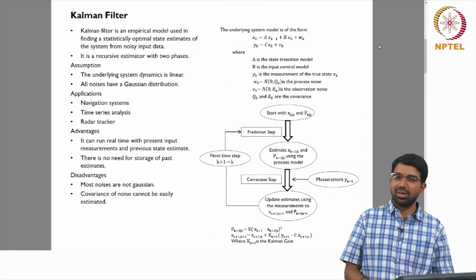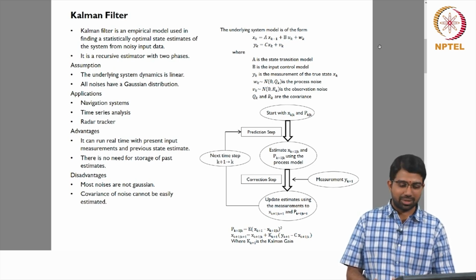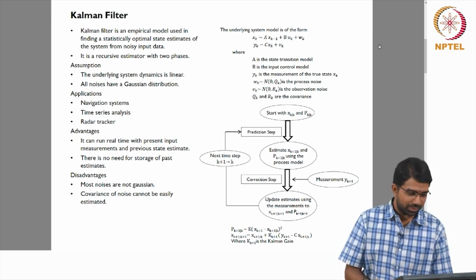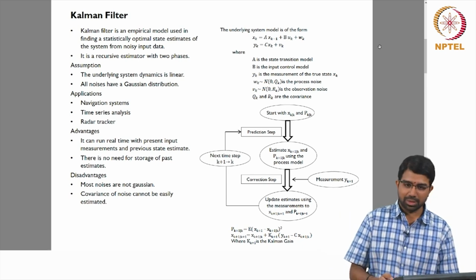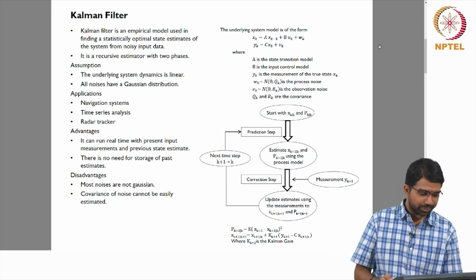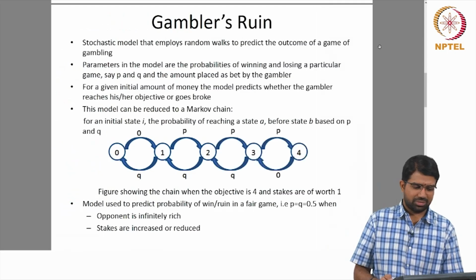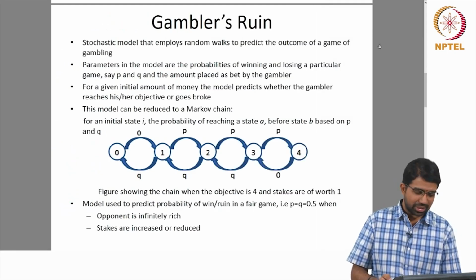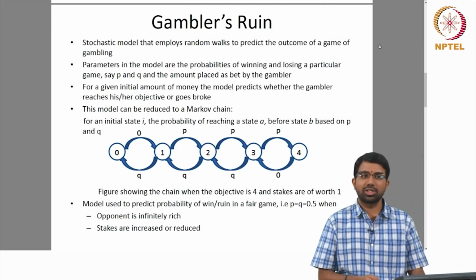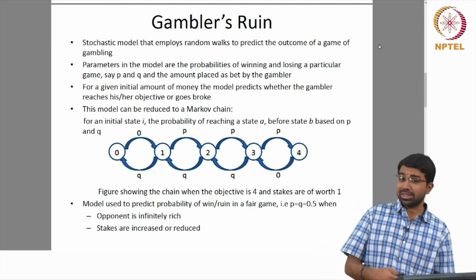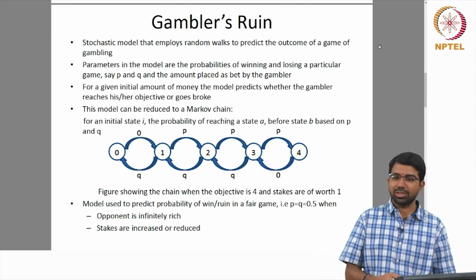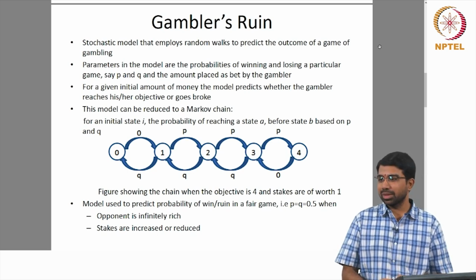Another example is the Kalman filter, which till date remains a very popular model for handling noise and so on. I will not go through the details, but this is another example model which talks about gambler's ruin. It is a stochastic model that employs random walks to predict what happens in a game.